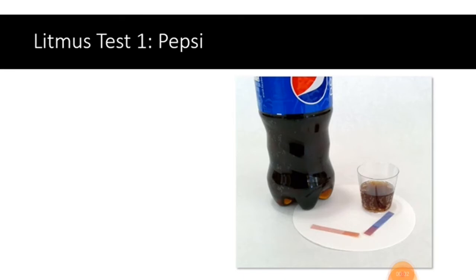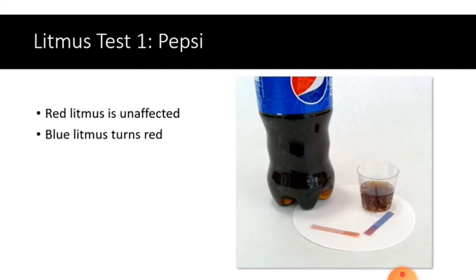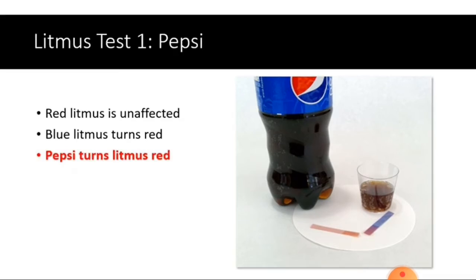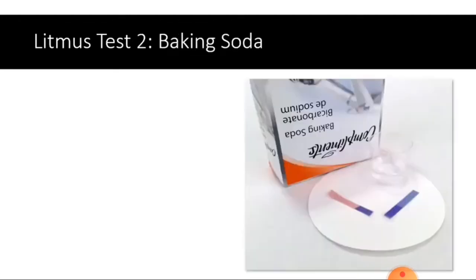Now you observe the litmus test for 3-4 different samples. The first sample is Pepsi. All of you know it is a cold drink. When we take the litmus test for Pepsi solution, red litmus is unaffected, meaning it remains as it is, and blue litmus turns red, meaning Pepsi turns the litmus red. It shows that the nature of Pepsi is acidic.